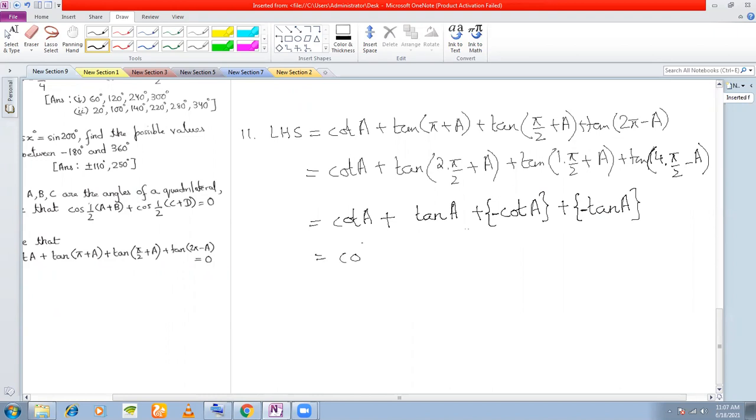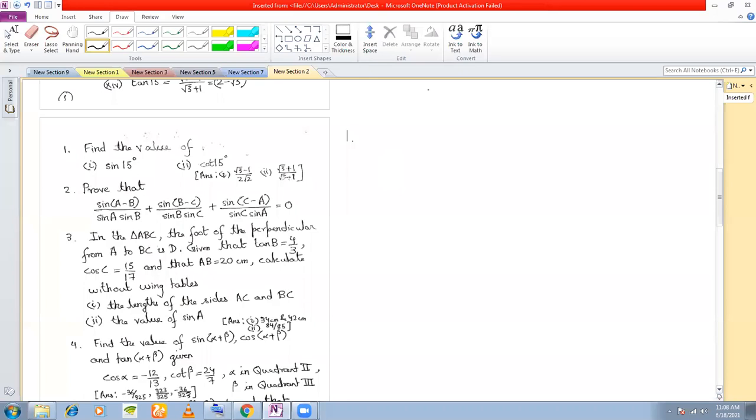So you get cot A plus tan A minus cot A minus tan A, which is equal to 0. All will cancel. Okay. Any question? Compound angles.